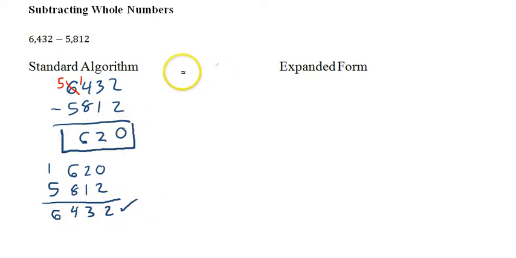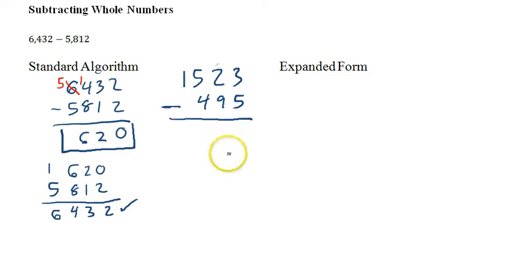6,432, it checks. This is our answer. Alright, so I want you to try it now with this number. 1,523 minus 495. We're going to start with a borrow right out the gate. So hit pause and try it. And that's what you should have had.